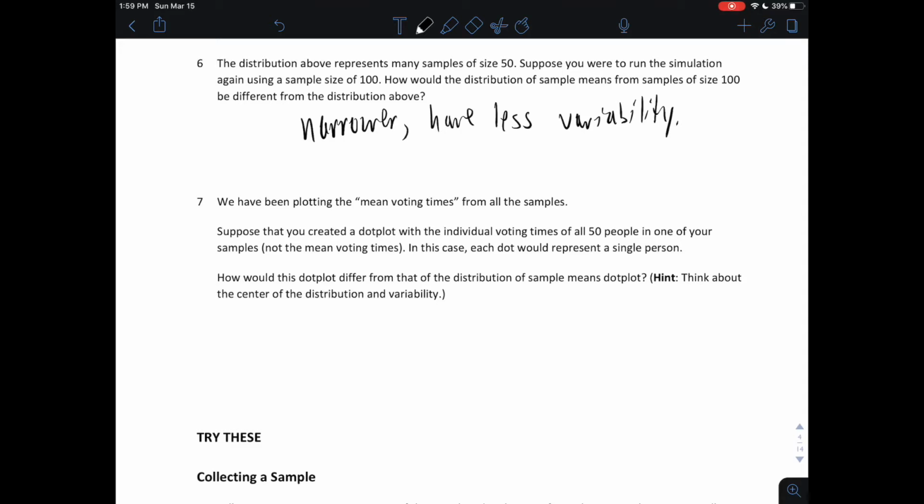What we might want to think of first is the variability. If we're just thinking of all of the people and their individual voting times, we could have voting times that are very different from each other. So we might suspect that there would be more variability.